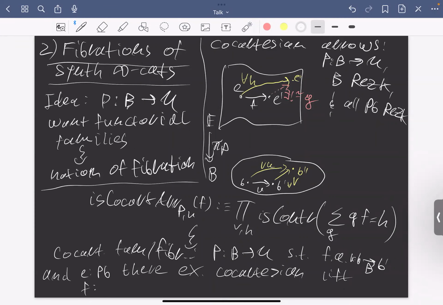So some F from E to some E prime over U in P, and I'm going to decorate this co-Cartesian lift with these 3 arrows here that go into the forward direction. Okay, and so this definition is also well behaved because being a co-Cartesian lift is determined essentially in a unique way. So this condition also turns out to be a proposition.